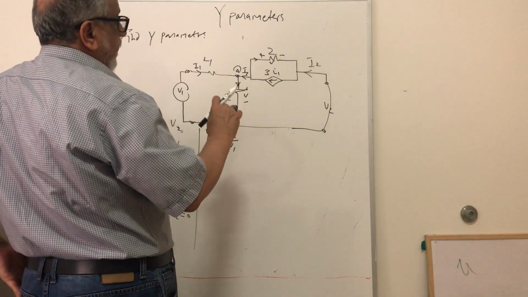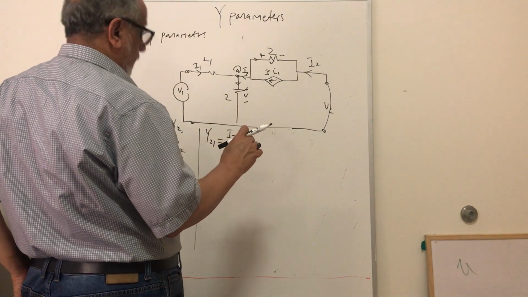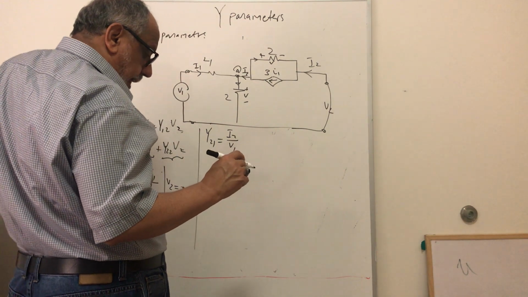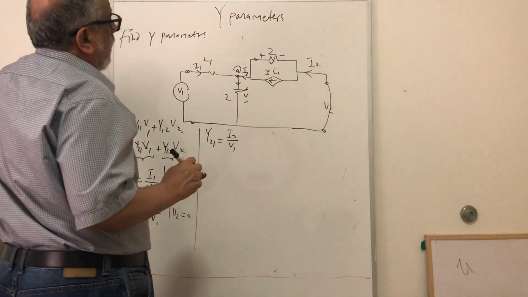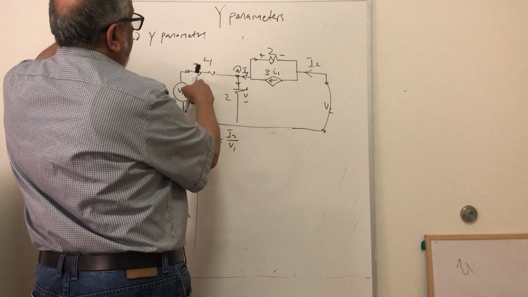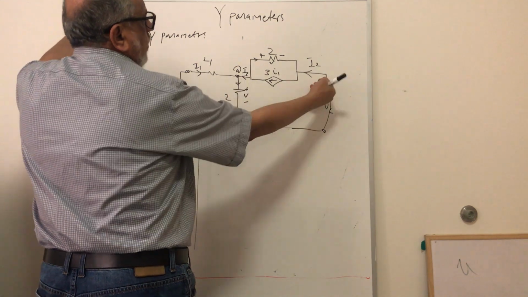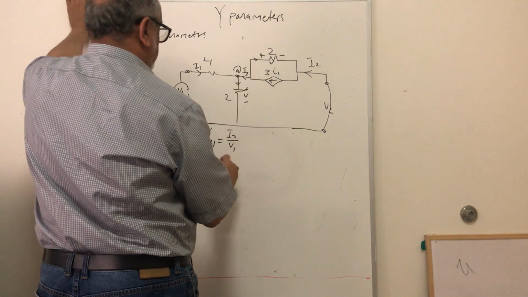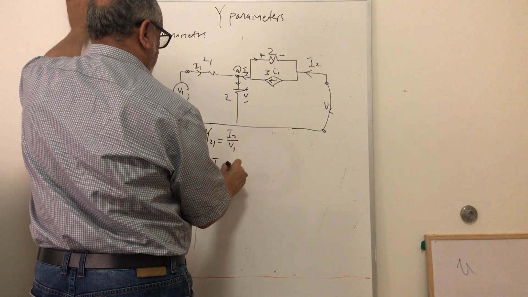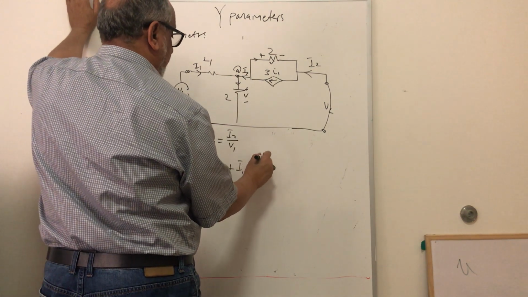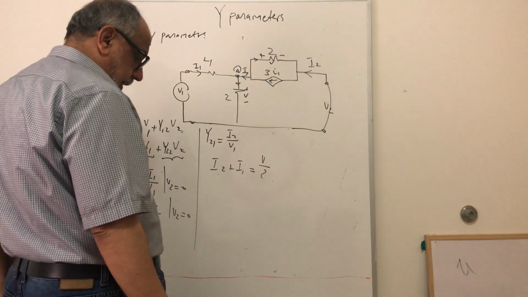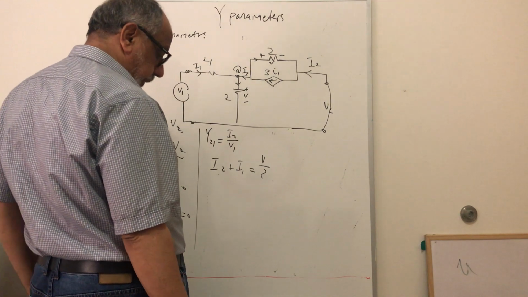So we can say that I2 plus I1 equal to this. This is because the current here is coming I2, so it is the same as I2 here, right? So we can say I2 plus I1 is equal to V over 2. This is the current here. So the current in equals the current out, right?